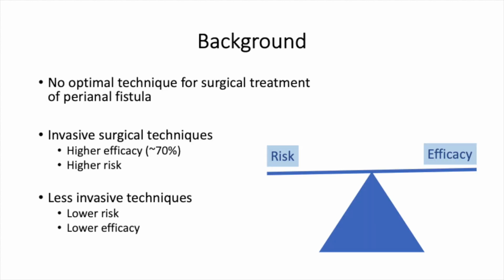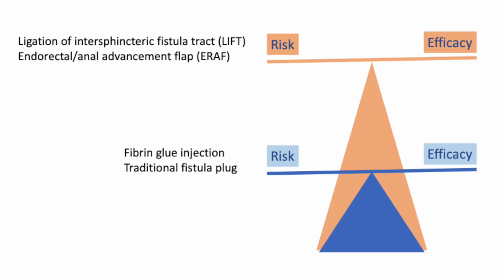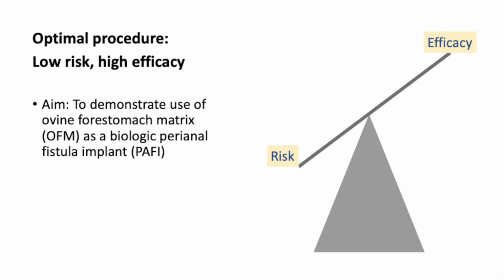There is currently no optimal technique for the surgical treatment of perianal fistula. Invasive surgical techniques have higher efficacy, but also higher risk, and less invasive techniques with lower risk have poor efficacy. Examples of higher efficacy procedures with higher risk include lift and flap, and examples of low efficacy procedures with lower risk include fibrin glue injection or traditional fistula plugs. The optimal procedure has low risk and high efficacy, a balance that we believe can be achieved through the use of ovine forestomach matrix as a biologic perianal fistula implant, and we will demonstrate this technique.